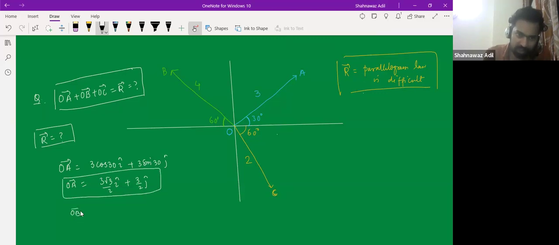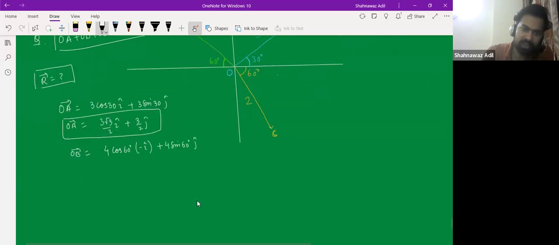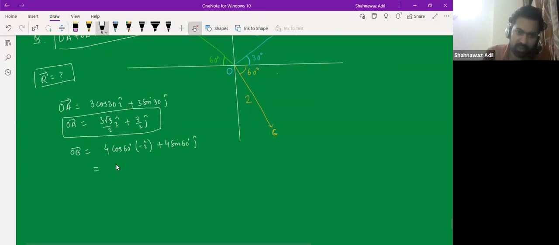OB is what? OB is 4 cos 60, and minus i hat, and then 4 sin 60 j hat. So how much is this thing? This is minus 4 by 2 i hat, and then 4 root 3 by 2 j hat. So we have minus 2i plus 2 root 3 j. So this is OB.